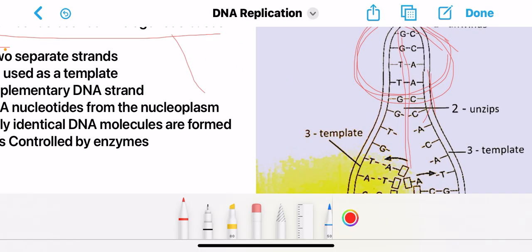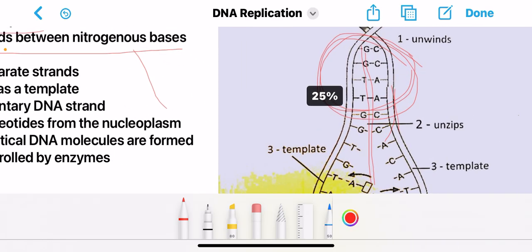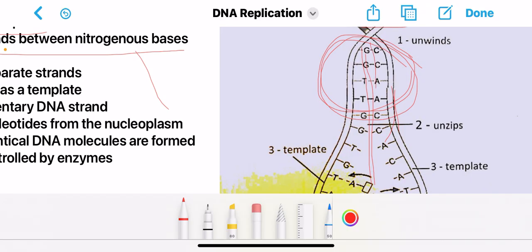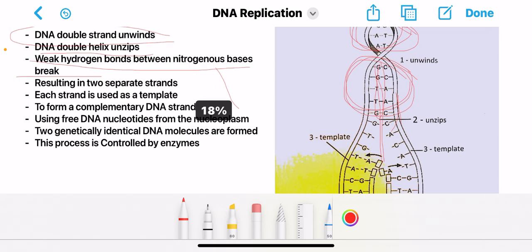You can see that our nitrogenous bases were joined together by weak hydrogen bonds. But now the weak hydrogen bonds begin to break, because the double helix is unzipping. Then it results in 2 separate strands. We can see we have 2 strands. We have the first strand.